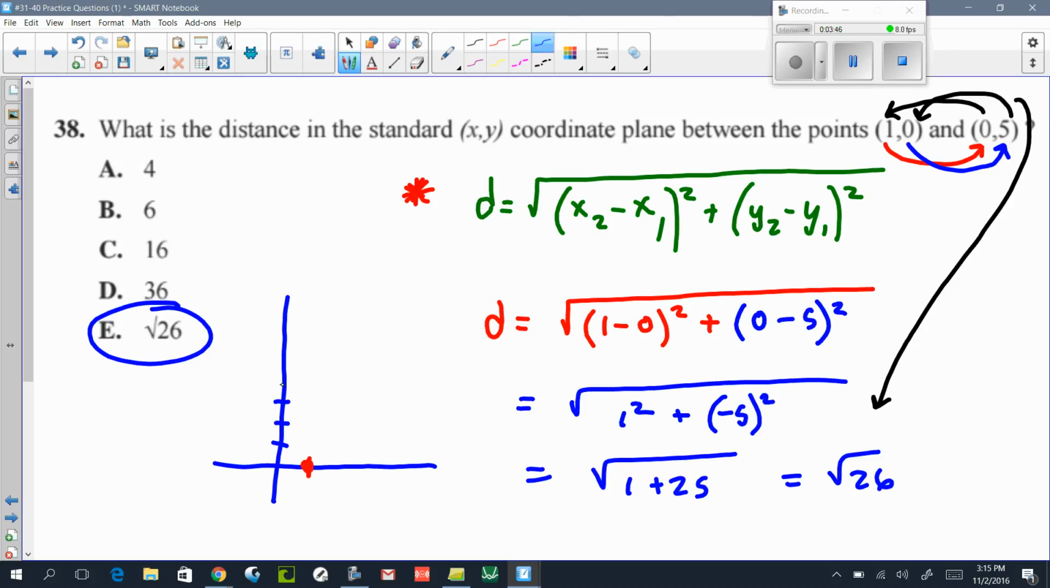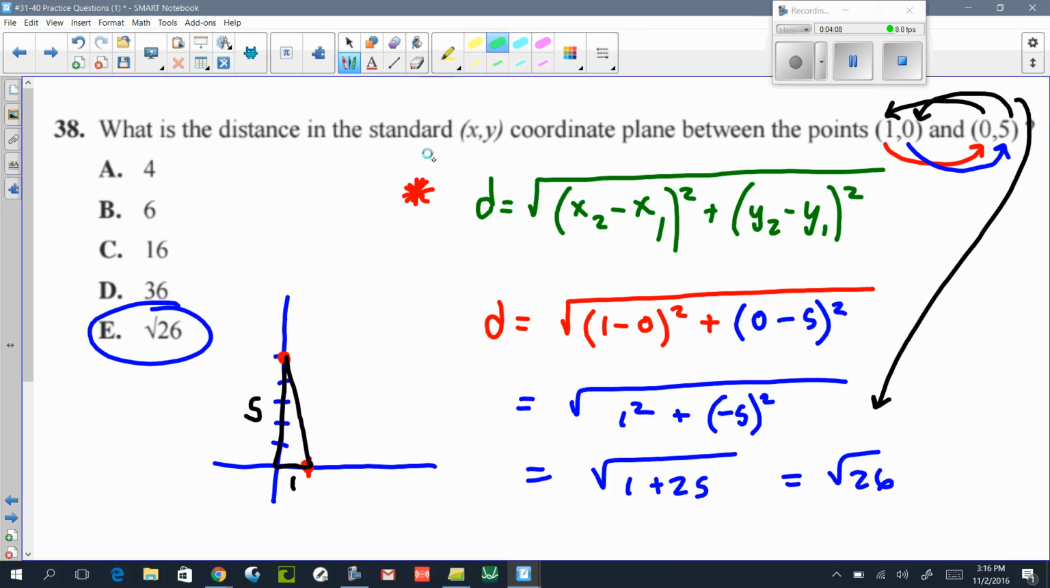So up 1, 2, 3, 4, 5 on the y-axis. Basically, we could draw a triangle right here. And we can see that this side is a measure of 1. This side has a measure of 5. And we could use the Pythagorean theorem. 1 squared plus 5 squared is 26. We square root that to come up with this remaining side. So Pythagorean theorem is one way.